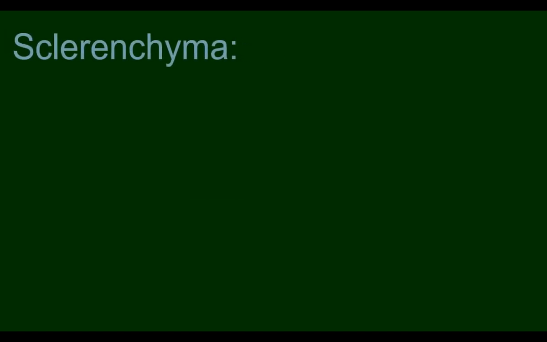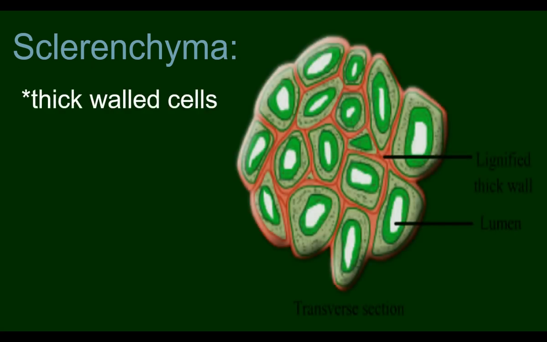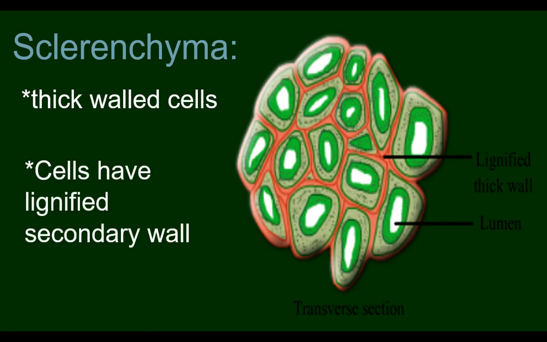Sclerenchyma is the third type of simple permanent tissue. Here the cells have thick walls. The cells have primary cell wall and secondary wall. The secondary wall is highly thickened. Cells have lignified secondary wall. The secondary wall is made up of chemical lignin. So it is called lignified secondary wall.